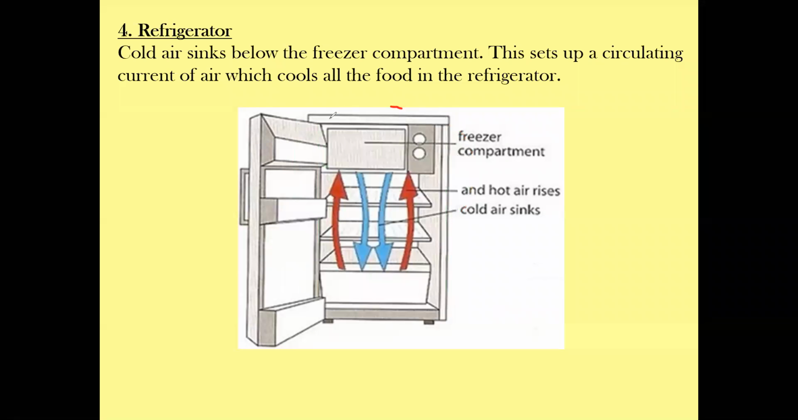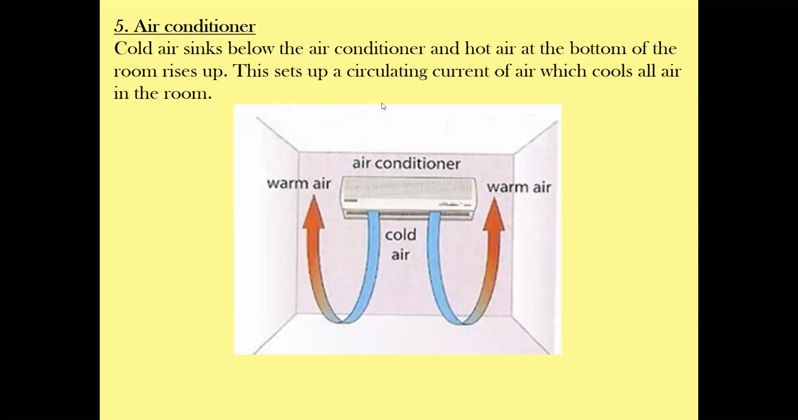So you will always find the freezer compartment of a refrigerator at the top. It is the same way air conditioners or ACs work. Why is an air conditioner or AC always placed near the ceiling, why not at the bottom? That's the same reason: to set up a convection current.